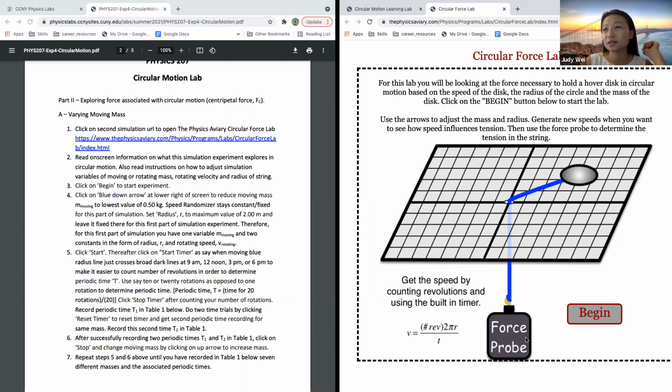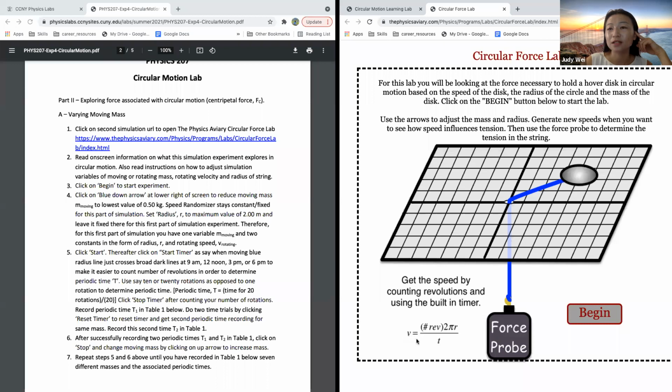So you have a force here, and you have an object. This is the force probe, which hangs this one. The weight of this one is the centripetal force. You have a centripetal force that keeps this object in circular motion. Use the arrow to adjust the mass and radius, and generate a new speed when you want to see how speed influences tension. Then use the force probe to determine the tension in the string.